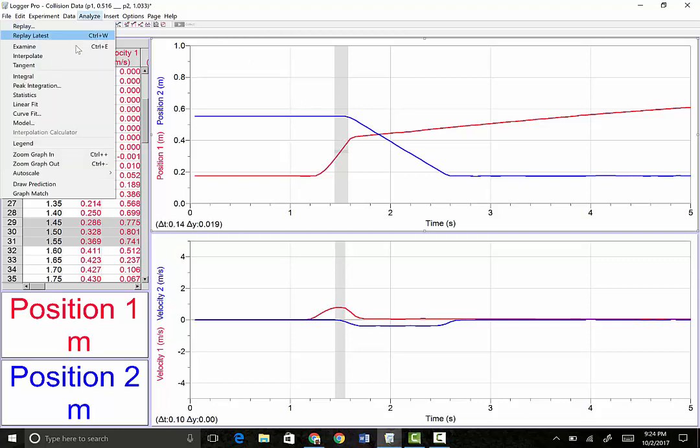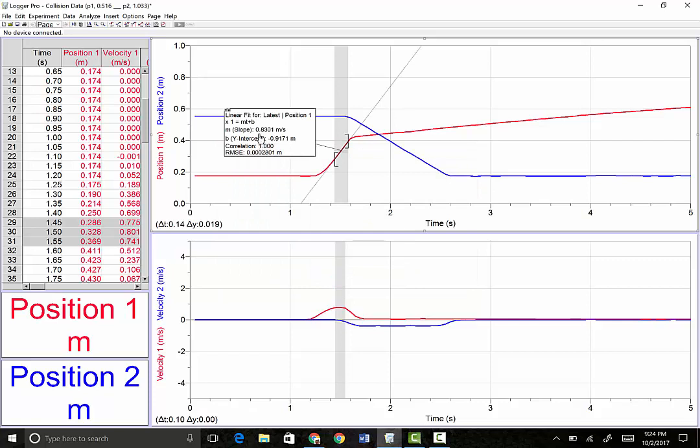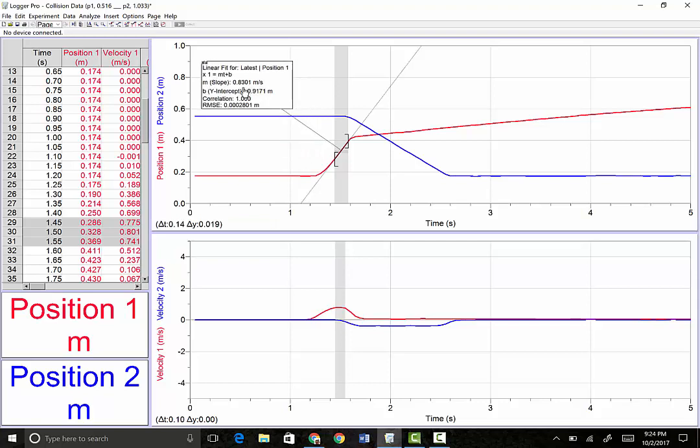Then I'm going to go to Analyze, Linear Fit for only cart 1, and it gives me a best fit line for cart 1 right there, and it gives me an equation with a slope, so that's my velocity right there.